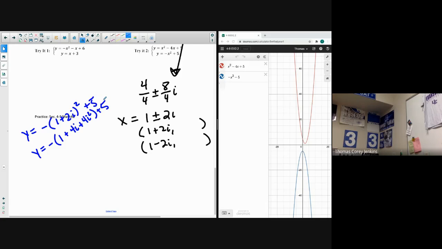So as you can see, this gets a little complicated. Then we distribute to get negative 1 minus 4i minus 4i squared plus 5. Then combine your like terms. So we'd have -1, that's +4, remember. So my real number is 3. Sorry, we have a +5 also. 3 plus 5 is 8. So 8, and then -4i. 8 minus 4i would be my y coordinate. Which is wrong, so I'll try that again.